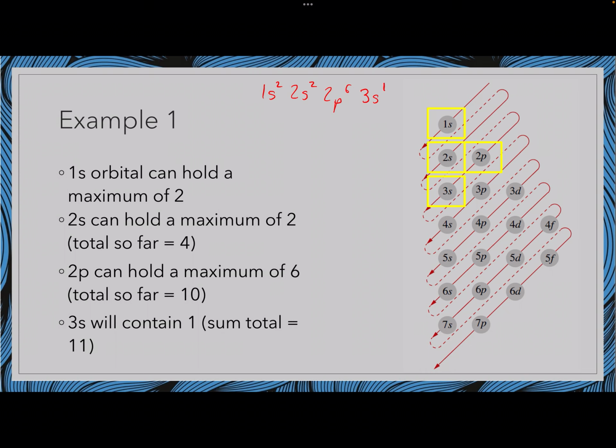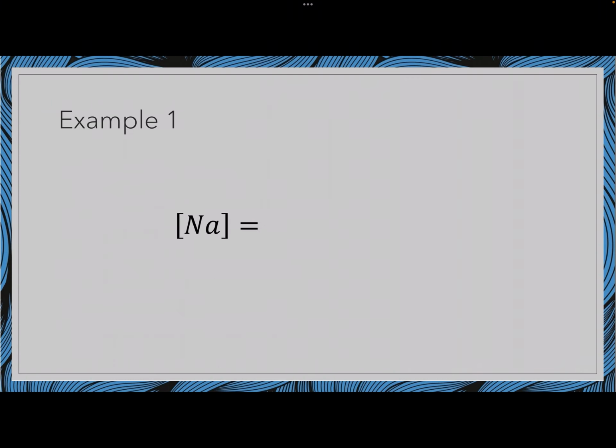And so that's the electronic configuration for sodium. Putting it together: 1s2, that's the first one we filled. 2s2, so now we're up to 4. 2p6, now we're up to 10. 3s1, that's 11. So that is then the electronic configuration of sodium: 1s2 2s2 2p6 3s1.